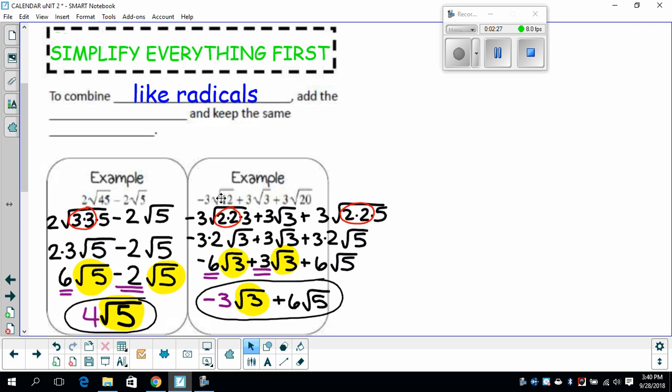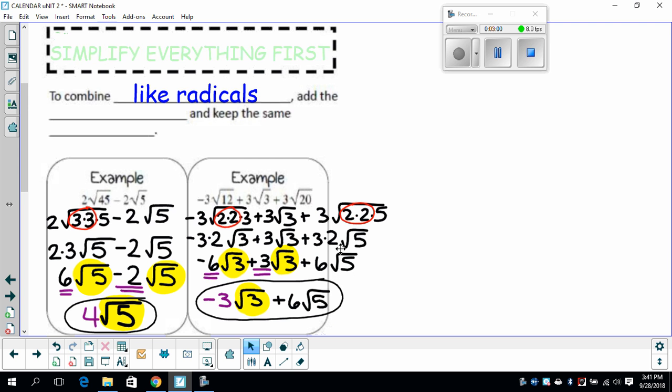In the second example, we have negative 3 times the square root of 12 plus 3 times the square root of 3 plus 3 times the square root of 20. Again, simplify everything first and kick out any pairs. Multiply our coefficients, and then look for like radicals, radicals that have the same index and the same radicand.